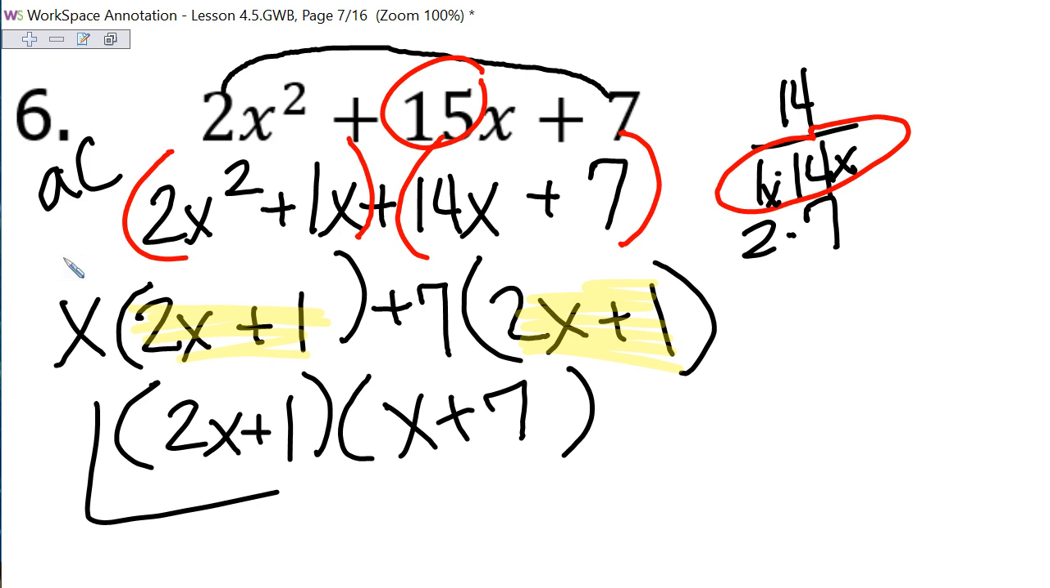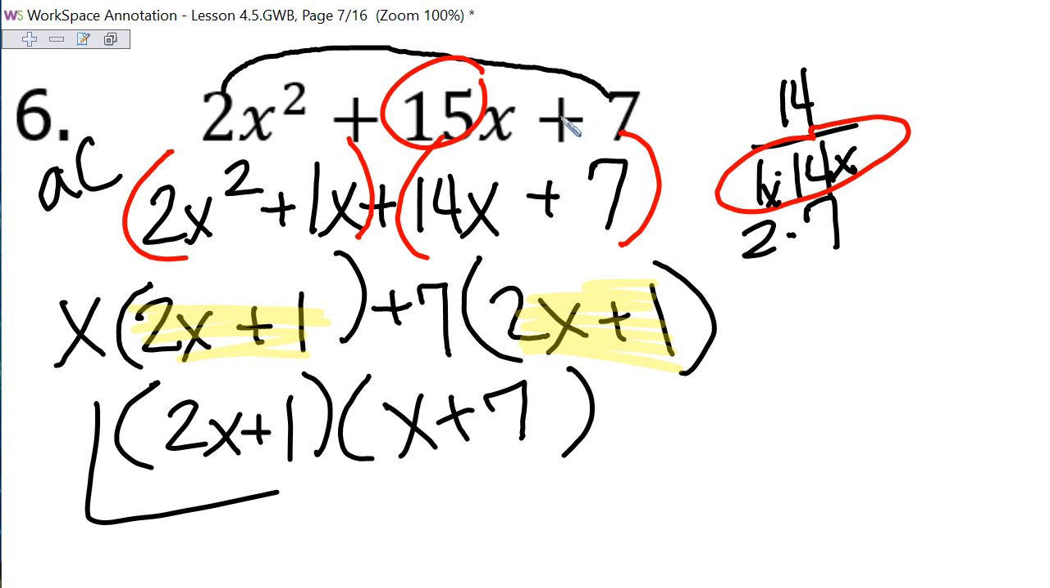Okay, so that's what we're doing today. That's the main thing. Just to recap what we did. It's called the AC method. You multiply A times C. So 2 times 7 gave us 14. We need to split up the 15 using the 1x and the 14x.